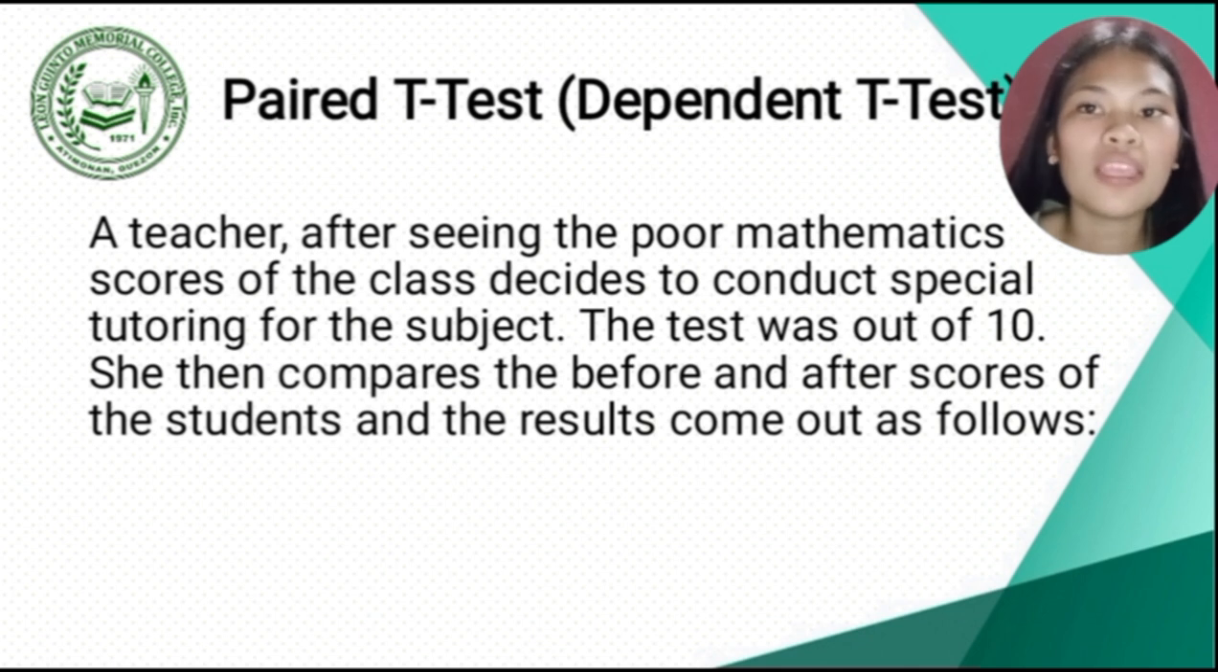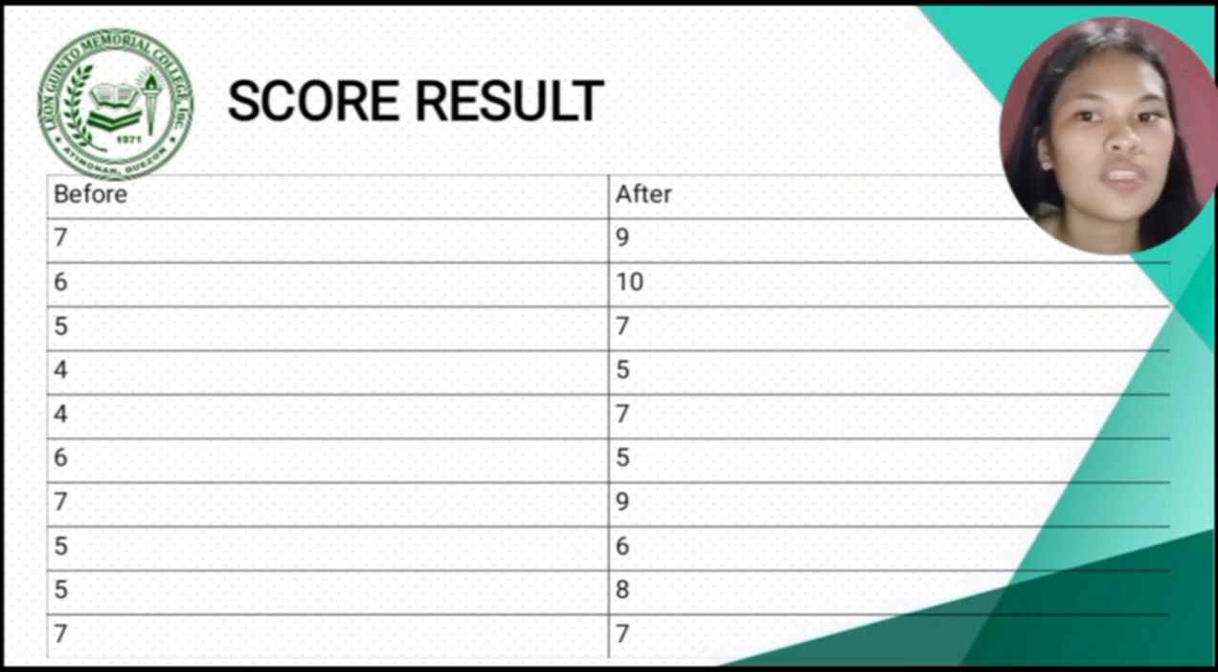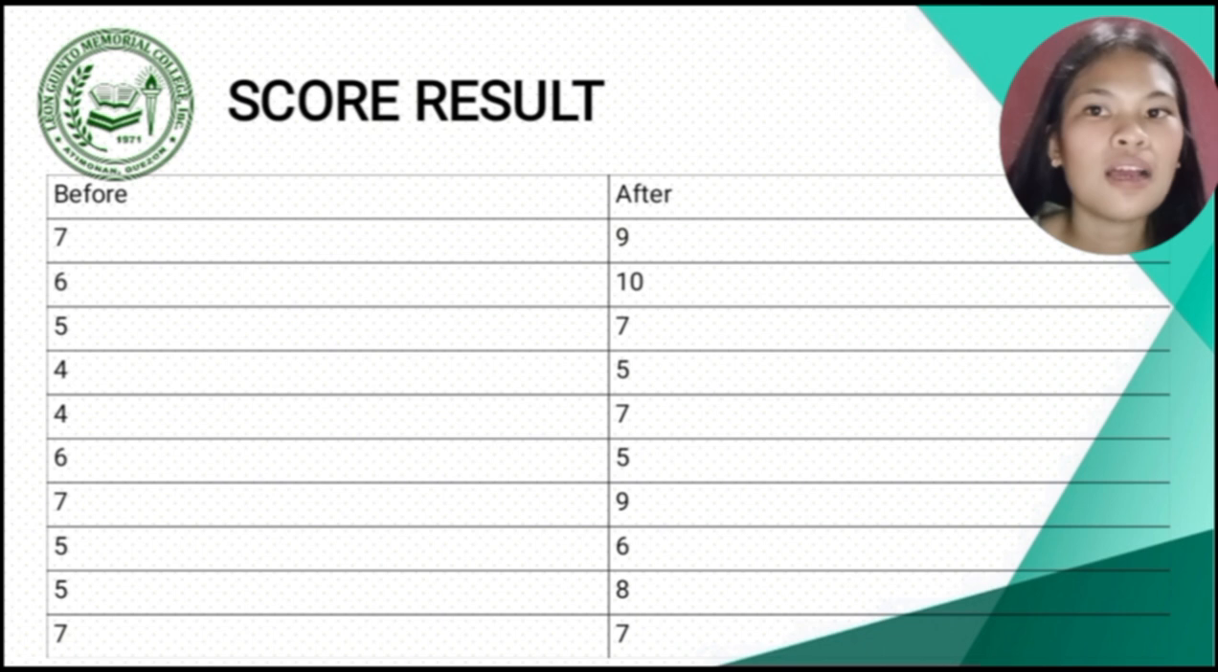After seeing the poor mathematics scores of the class, a teacher decides to conduct special tutoring for the subject. The test was out of 10. She then compares the before and after scores of the students, and the outcome is as you can see on your screen. The alpha is assumed to be 0.05, and the aim is to find whether the special tutoring was effective or not.